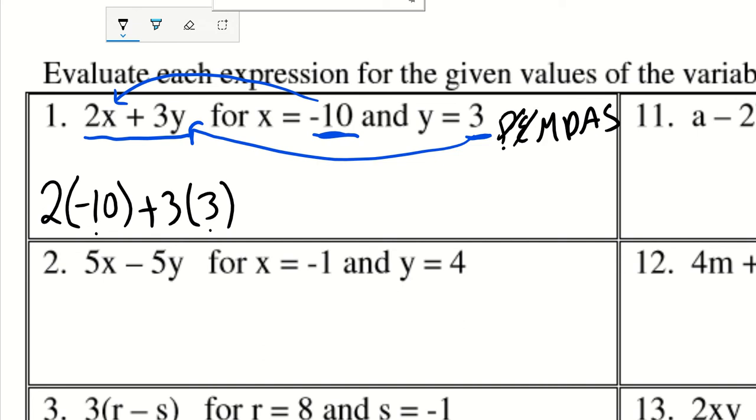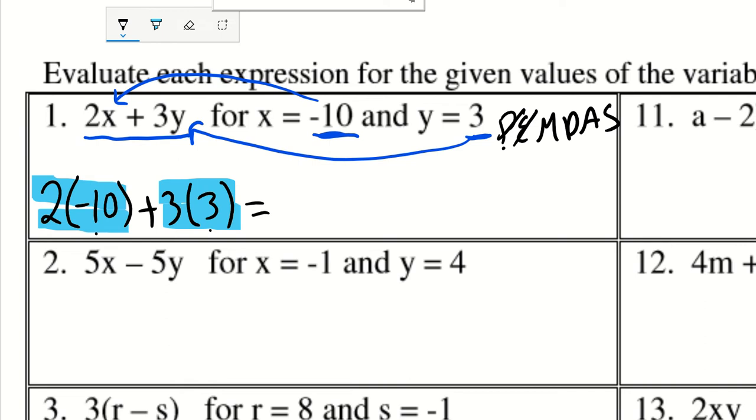What about multiplication or division? We do have multiplication. Every time we have a parentheses next to a number, that means we have to multiply anything that's outside with anything that's on the inside. We have 2 times -10, and we also have 3 times 3. So let me go ahead and work these out.